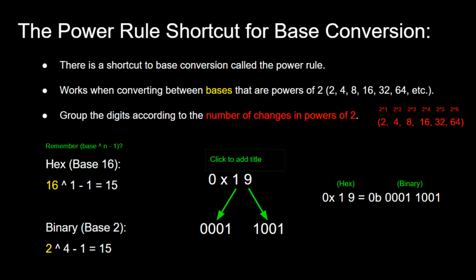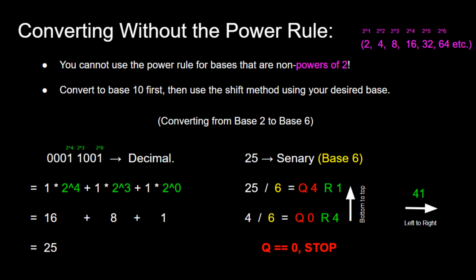If I wanted to convert from base 2 to base 6, I wouldn't be able to do that because 6 is not a power of 2, or in other words, you can't take 2 to the x with whole numbers and get 6. In order to convert from binary to base 6, or hexadecimal to base 6, you should convert to decimal first, and then use the shift method to find its base 6 value.